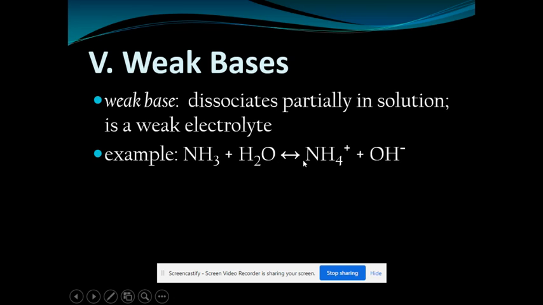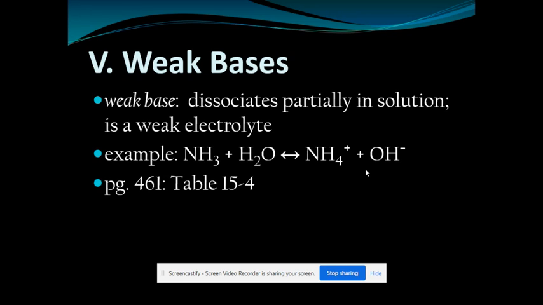And again, notice our little visual clue here. We've got that double-sided arrow pointing both to the right and to the left. That lets you know just by looking at it that it's a weak base, okay? And once again, this is a page in your textbook that has a list of some strong bases and some weak bases, okay?